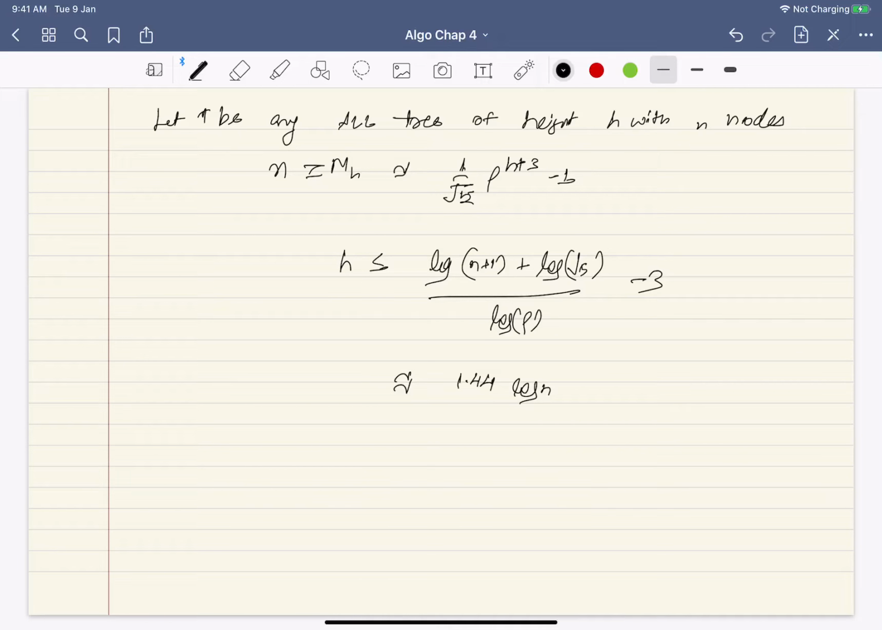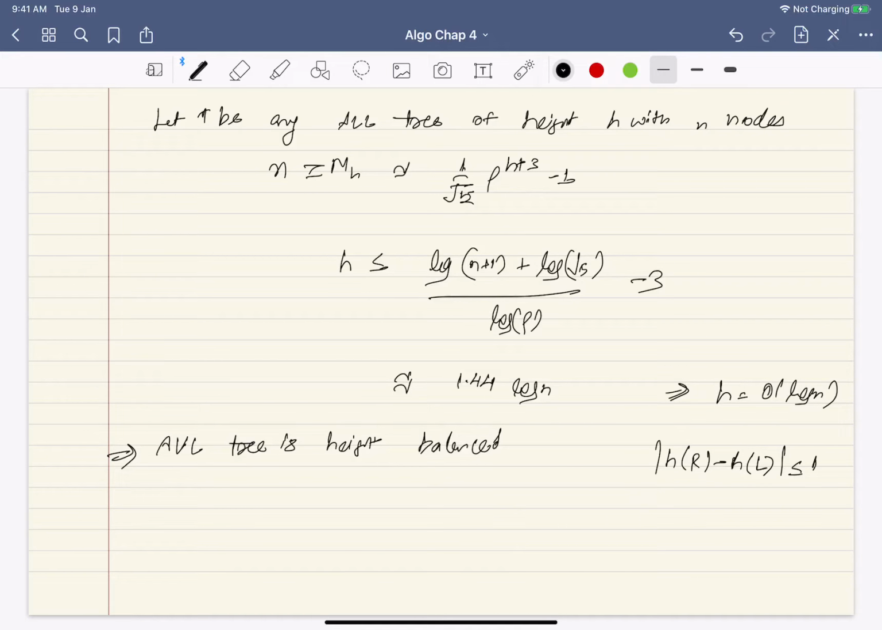So that proves that the AVL tree is height balanced. I was able to maintain height order log n just by following the property that the mod of HL minus HR should be less than or equal to 1. And we were able to prove the height is order log n. So this becomes close to a Fibonacci tree.